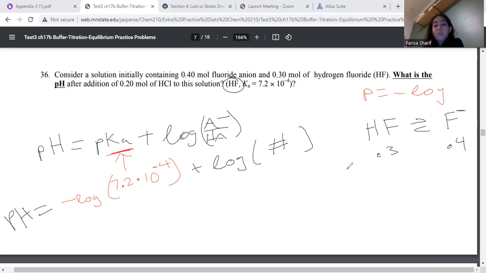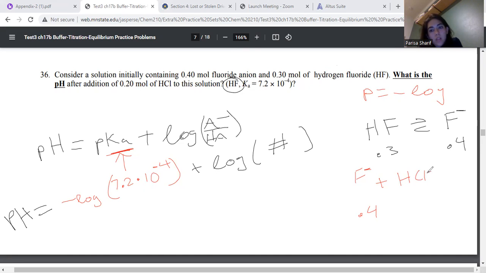I don't like to deal with the whole thing because it's too complicated. I only like to deal with the guy that's going to react with it. So I'm going to kind of ignore the HF and draw a new thing, like this is what we've been doing in the other problems. Just write the F minus, the 0.4 amount, plus whatever amount of HCl is added. And if you want, you can add HCl, or you can just put H plus.